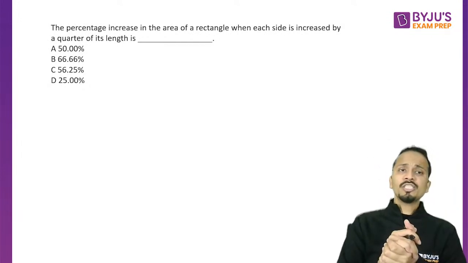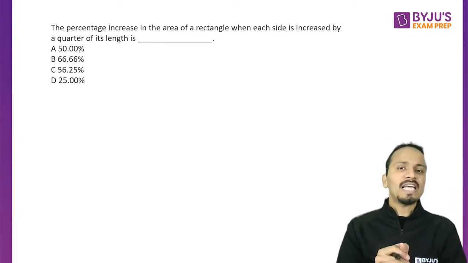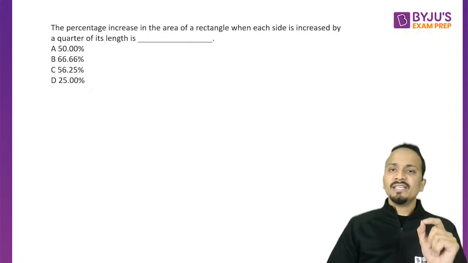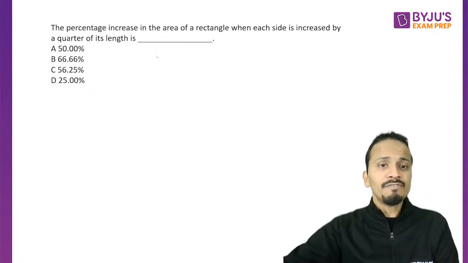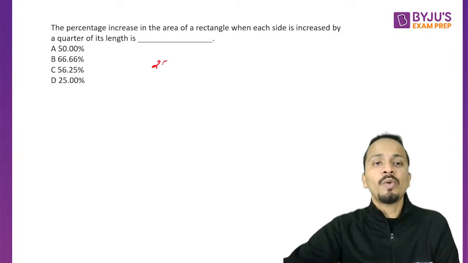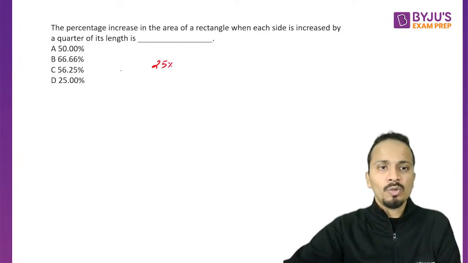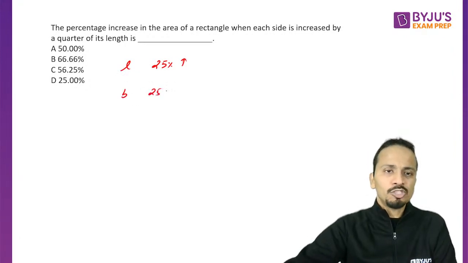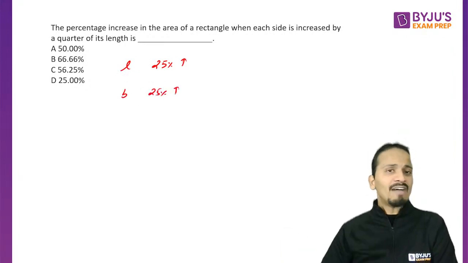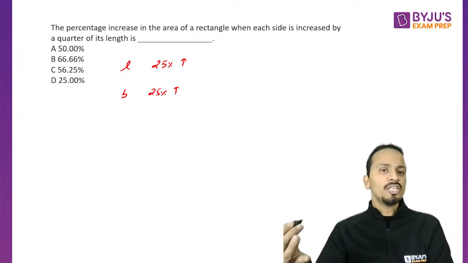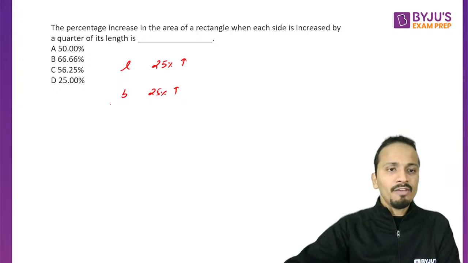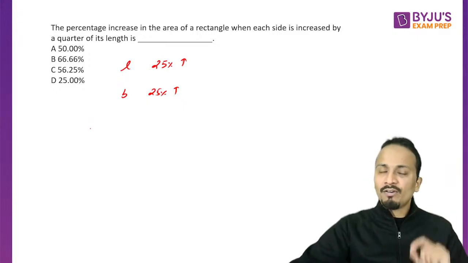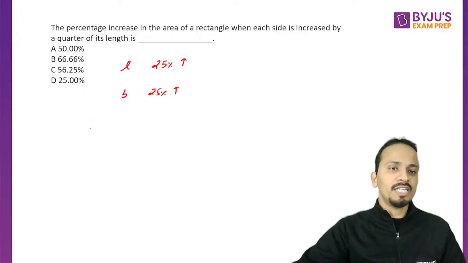So next question is the percentage increase in area of a rectangle when each side is increased by a quarter of its length. That means if each side is increased by 25%, so length is increased by 25% as well as breadth is increased by 25%, then we'll have to find out the net percentage change in area. Now, you can do this question orally as well if you know the formula of successive percentage change.